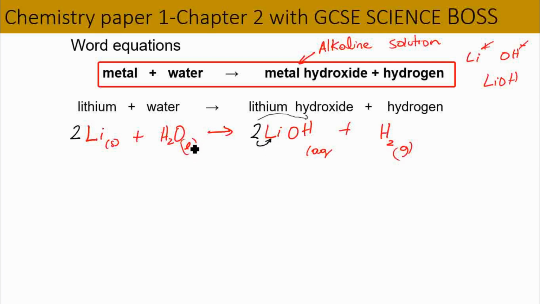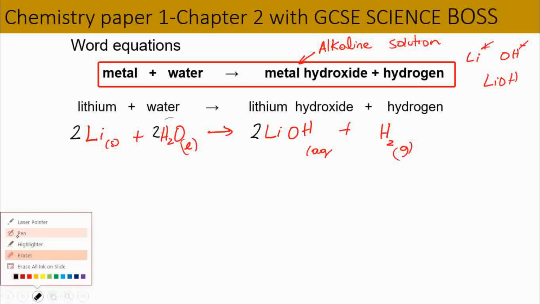Okay, good. And I now have 4 hydrogens. I'm going to put a 2 there, which now makes that 4 hydrogen. And I now have 2 oxygen. The equation has been balanced. Okay, good. So if you're not sure how to balance equations, I have a video on balancing equations. Please go and have a look on my YouTube channel.